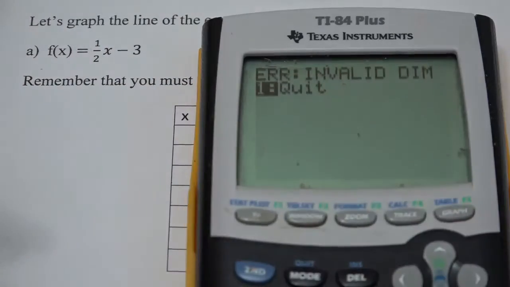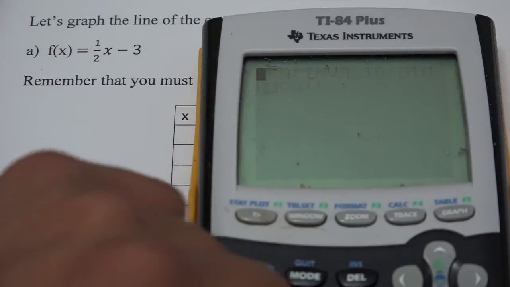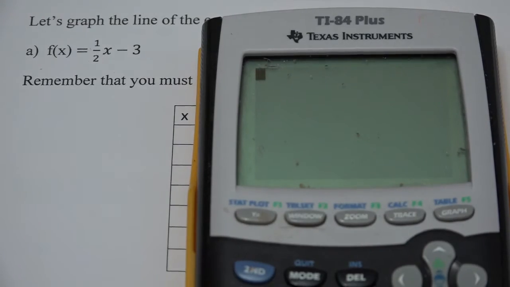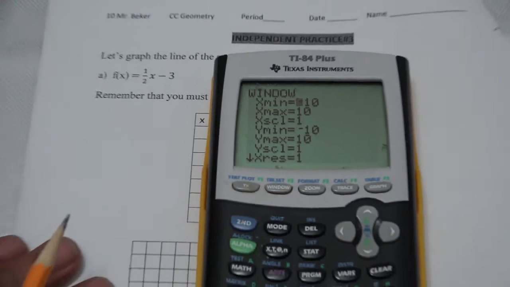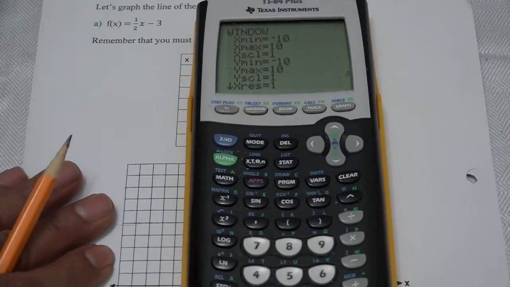graph. It says invalid. Okay, so if it says invalid, that means that I have something wrong. And I don't know what I did wrong. So you know what, the easy way to do it, and it's a good thing that this happened. I'm gonna show you how to reset the calculator.